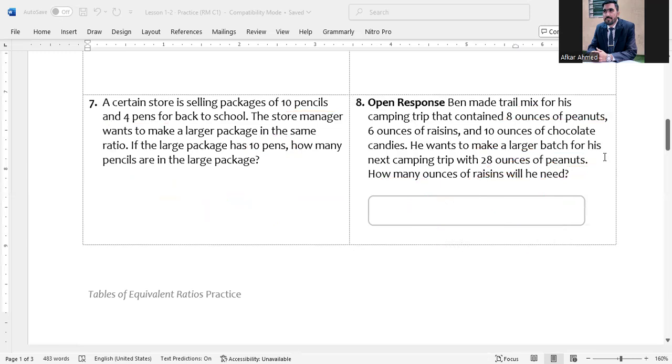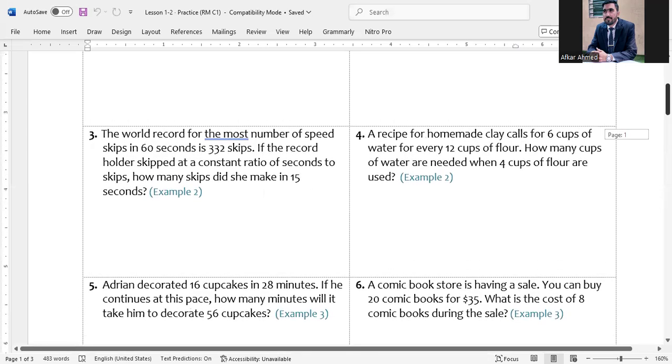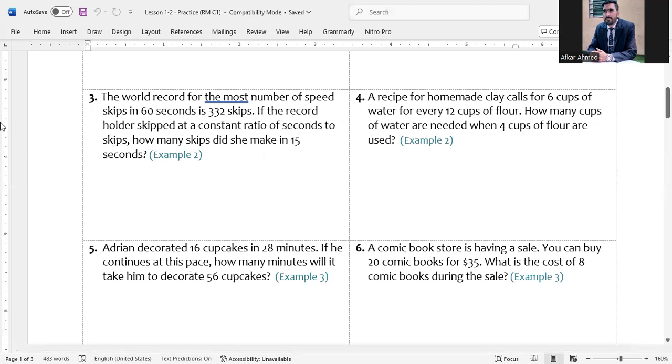We find that when we multiply the two numbers, we can get the second ratio or the missing number. Now let's move toward questions 3, 4, and 6. These two questions were remaining. We will do the same thing here. A recipe for homemade glaze uses 6 cups of water for every 12 cups of flour. So we write the first: 6 cups of water, and then 12 cups of flour. Okay, we have one fraction.